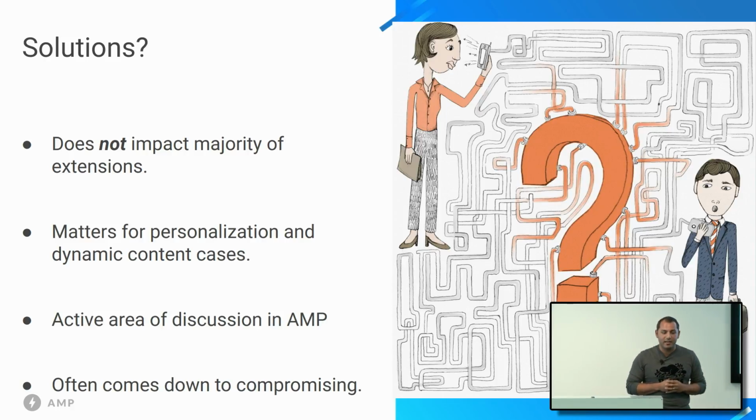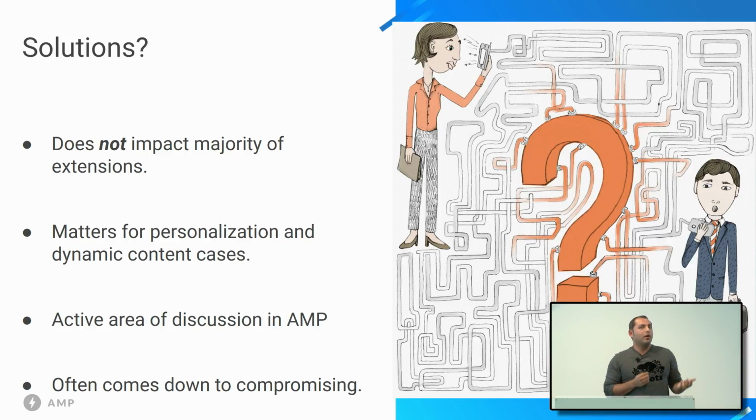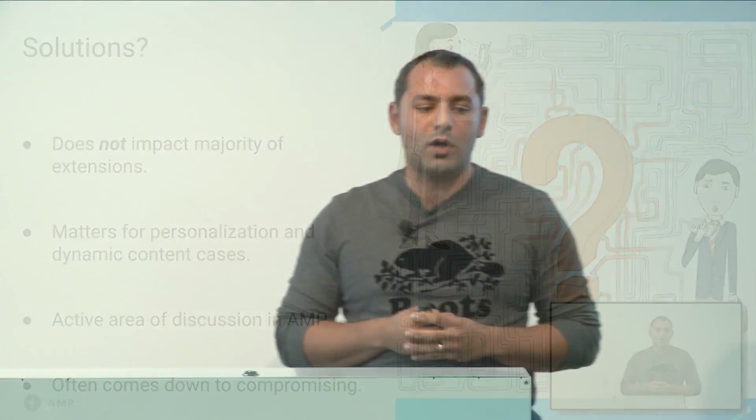How do we handle these cases? It's actually a hard problem. It's one of the most active areas of discussion in AMP. So if you have ideas, it's a good one to engage in. But a lot of times, it comes down to compromising. Sometimes you have to compromise a little bit of content shifting to let the script do some stuff after it loaded. And sometimes you may need to block rendering of the page. So in most cases, it doesn't matter. But it's an important one to consider. And it's a hard one as well.